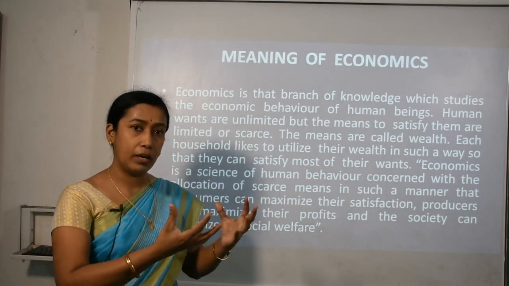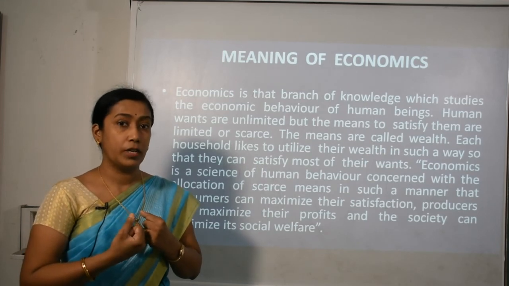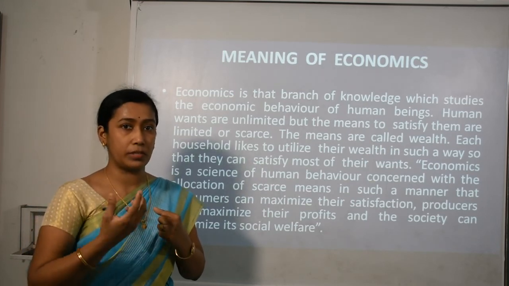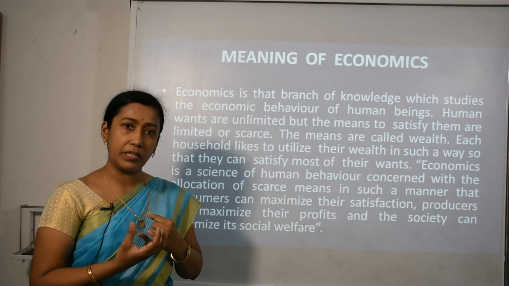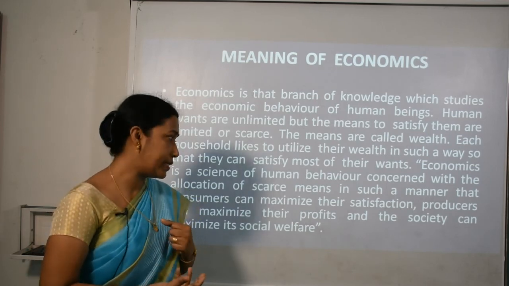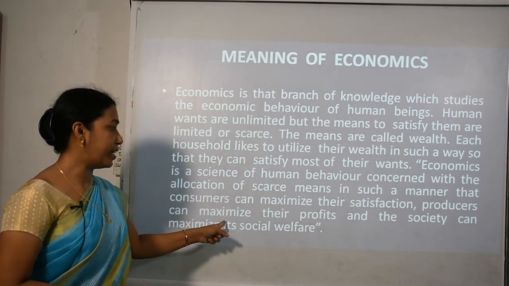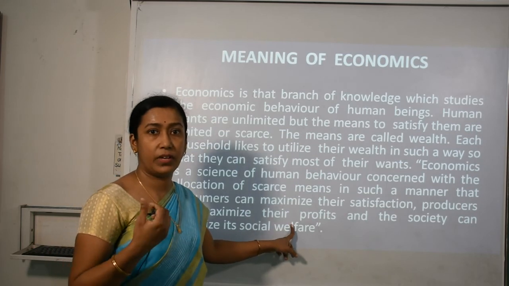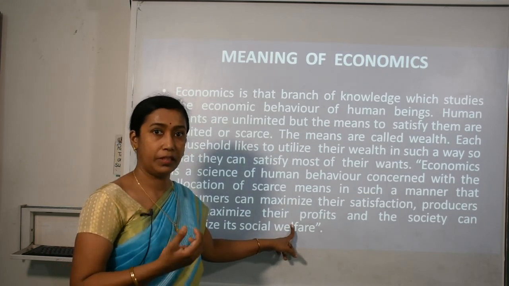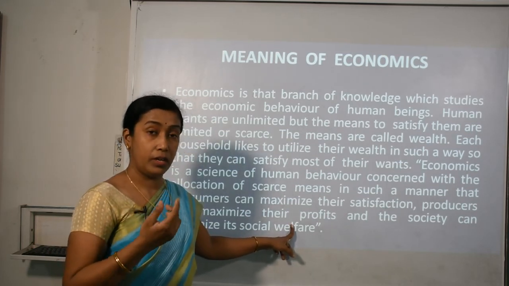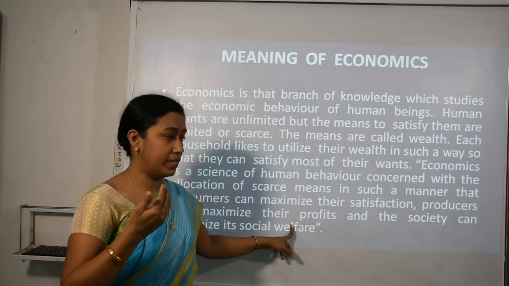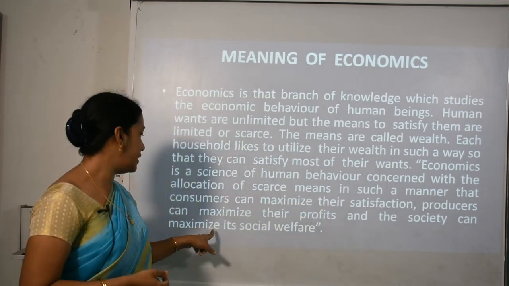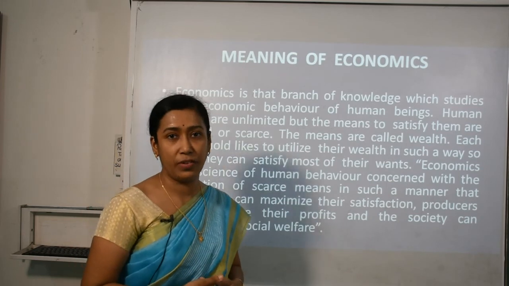That means we want to allocate or get these resources and utilize these resources, that is wealth, money, in such a way that we can maximize our satisfaction. Producers can maximize their profit. That means as far as producers are concerned, they want to maximize their profit, consumers want to maximize their satisfaction, and the society can maximize its social welfare.